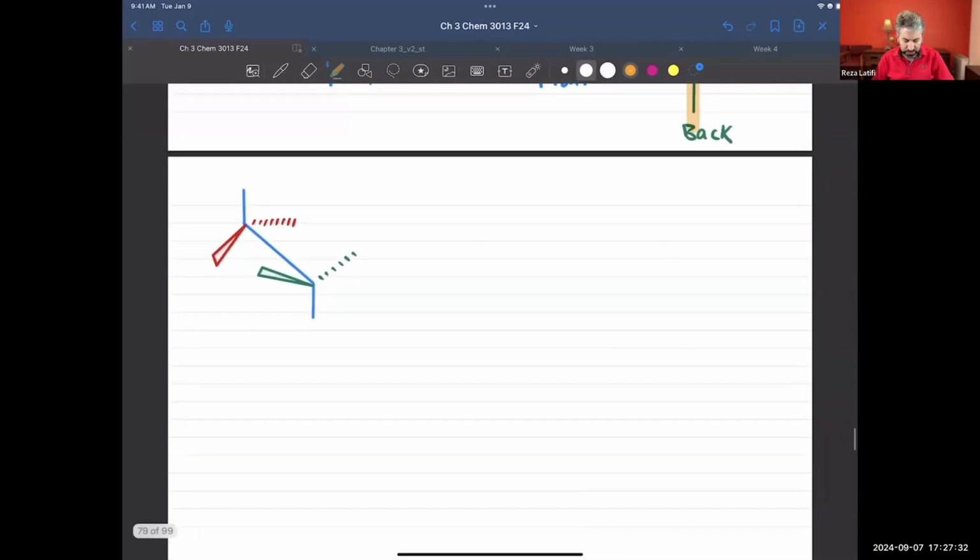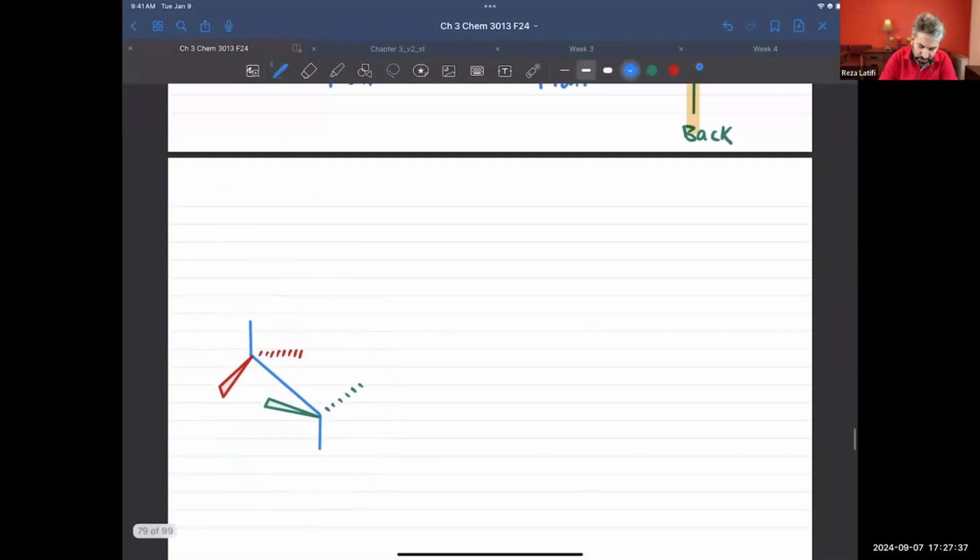Okay, say we have a molecule like C2H6. We have 2 carbons and 6 hydrogens, a carbon attached to another carbon. Each carbon is going to have 3 hydrogens. Okay, and here we go.